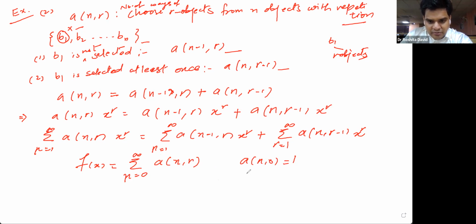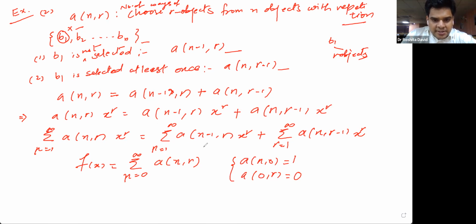And if anyhow we have a 0 r, that is, I don't have any element and I am choosing r elements from no element, there will not be any way, right? So a0r is going to be 0. These two conditions are boundary conditions. Whenever required, you can use these conditions.